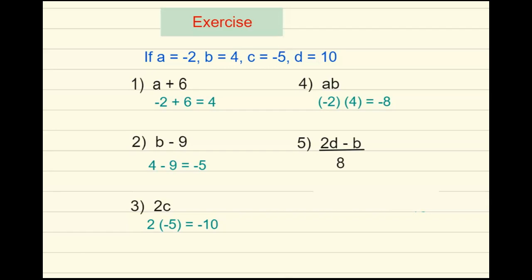Number 5 is a combination of operations, so you're going to do BIDMAS here. So you have 2 times D, and D is 10, minus B, which is 4. So do the top one first. So 2 times 10 is 20, minus 4, divided by 8. So 20 minus 4 is 16, divided by 8, you have 2.